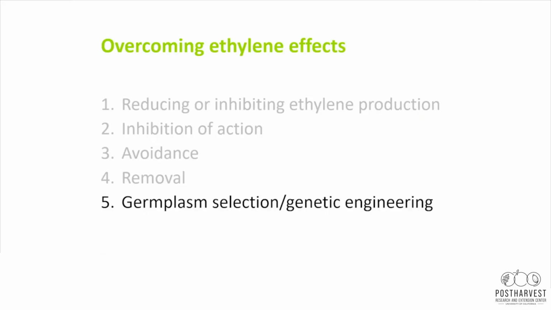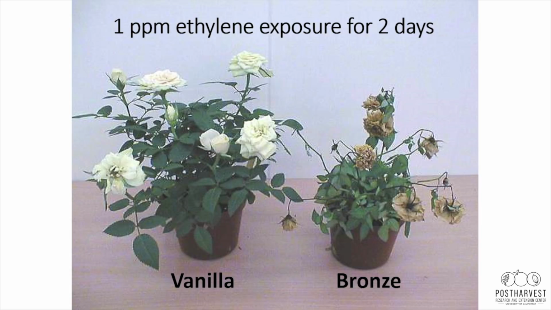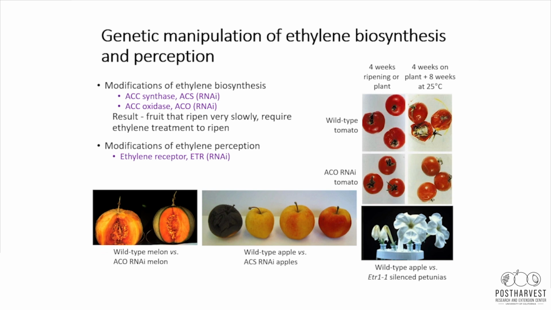And last, I'm gonna talk about germplasm selection and genetic engineering. Here you see 2 different varieties of rose plants, vanilla and bronze, and they have been exposed to 1 ppm of ethylene for 2 days. The result in the flowers is striking. You can see how this variety is really not resistant at all to ethylene in the room versus vanilla, which does fairly well.